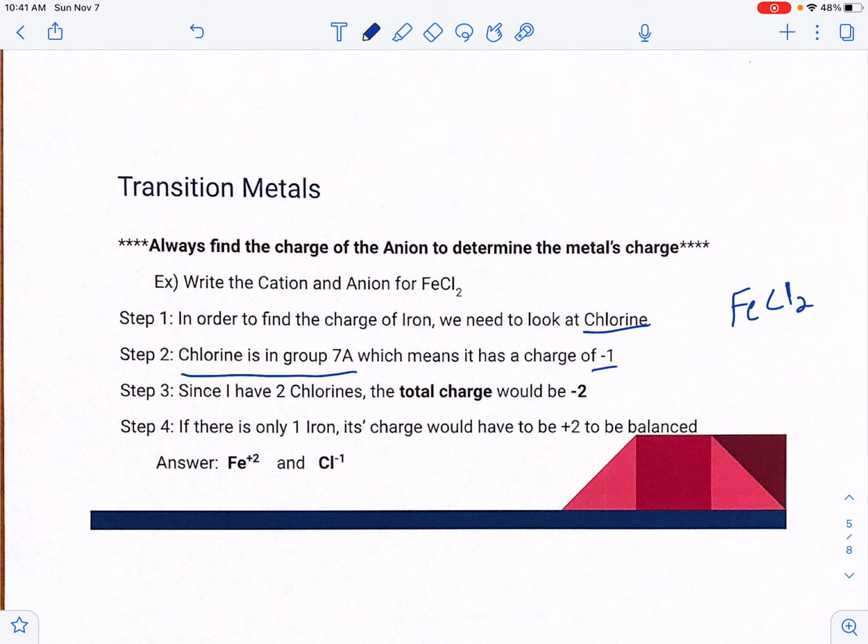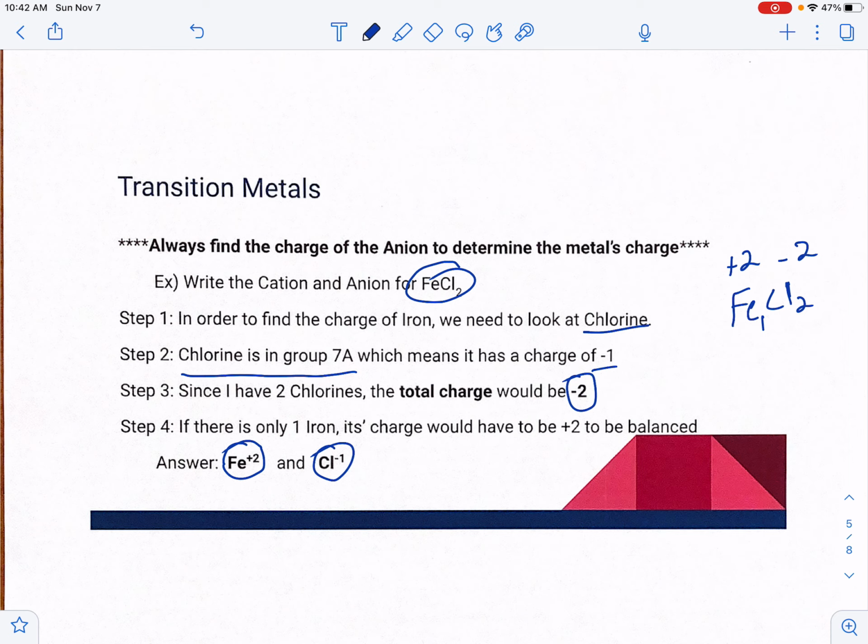Since I have 2 chlorines, that would give me a total charge of -2. So my total charge for the chlorine over here would be a -2. Now, if I only have 1 iron to balance out that -2, that would mean iron would have to be a +2 charge. Any formula we give you is balanced, always. So if my total chlorine charge is a -2, and I only have 1 iron to balance it out, it would have to be a +2 to be considered balanced. So the charge of my iron is +2, and my answer would be Fe +2 and Cl with a -1.